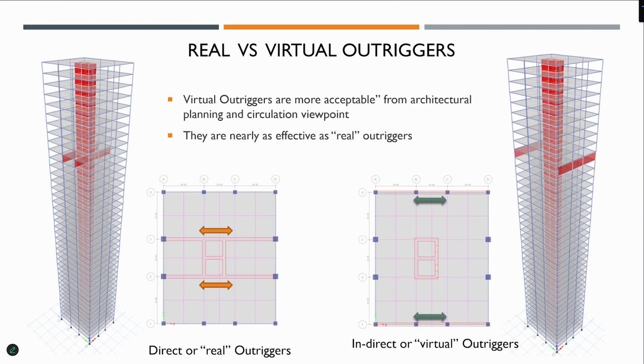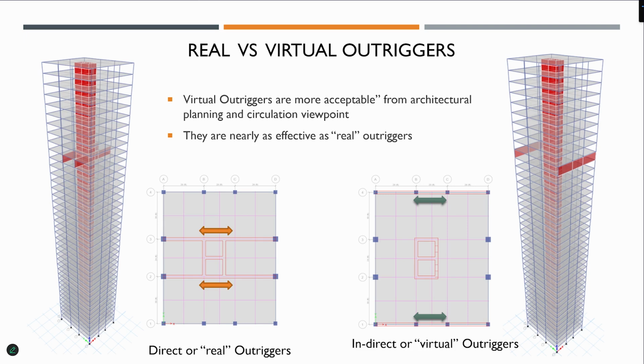Okay. So now this is a very interesting thing coming up. Real versus virtual outriggers. Like a virtual classroom, it doesn't exist, but it has the same effect as an outrigger. Somebody found this, I think in Europe, a few years back. They found that you can get the outrigger effect without making an outrigger, and that's called a virtual outrigger. The architects absolutely loved it because now you have an outrigger which is invisible. So how does that work?